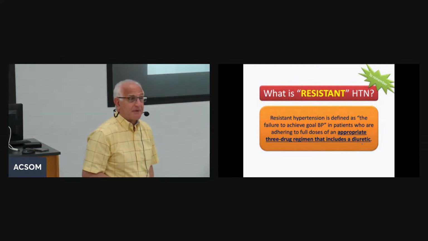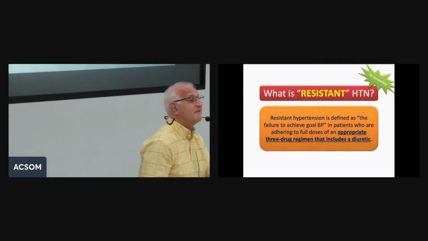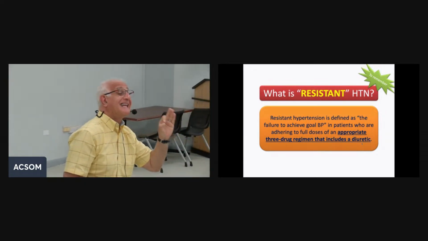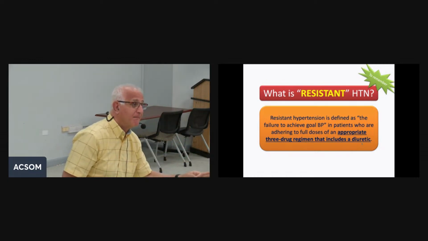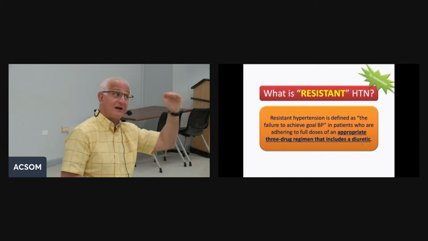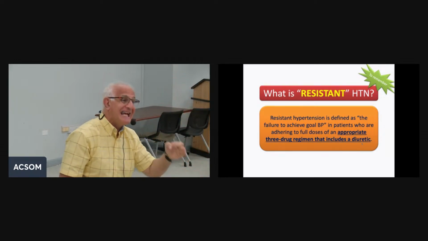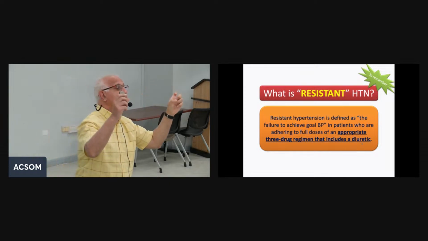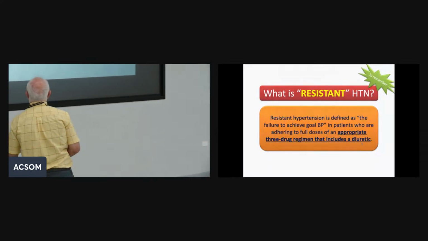What is resistant hypertension? Everybody knows what resistant means, but there is a specific definition for it. You should have three medicines at their optimal dose, one of them a diuretic. They're at optimal dose, not the homeopathic dose, real dose. Yet the hypertension is not well controlled. We call it resistant hypertension. Okay, this would be resistant hypertension.